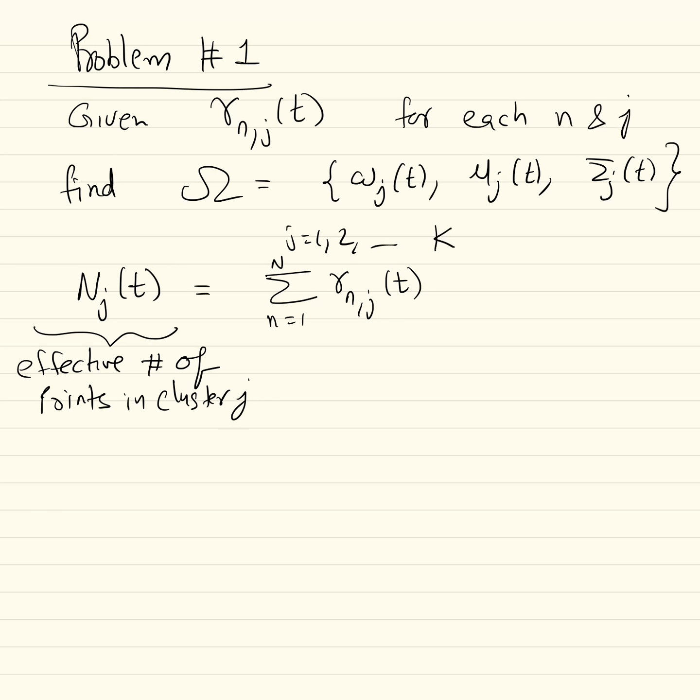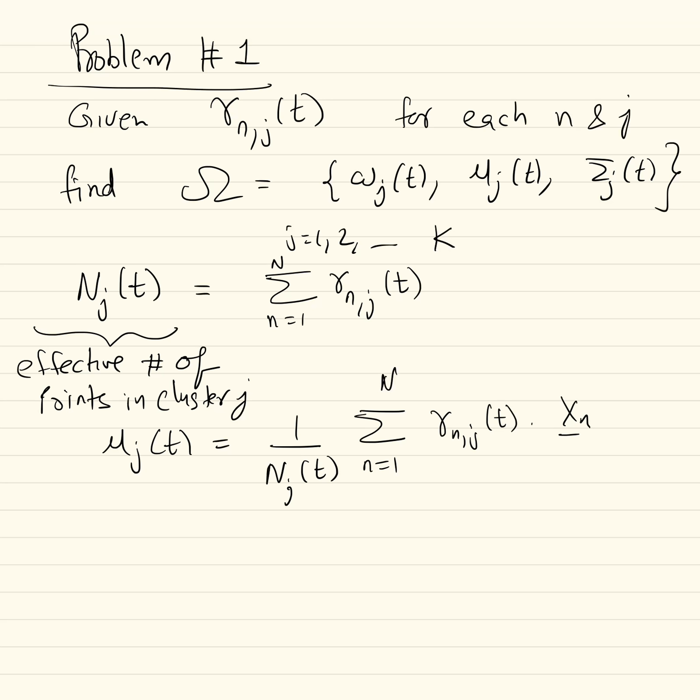Then we compute mu j of t, which is now 1 over nj of t times the summation of n going from 1 to N. We take the fraction of each point and multiply it by xn.